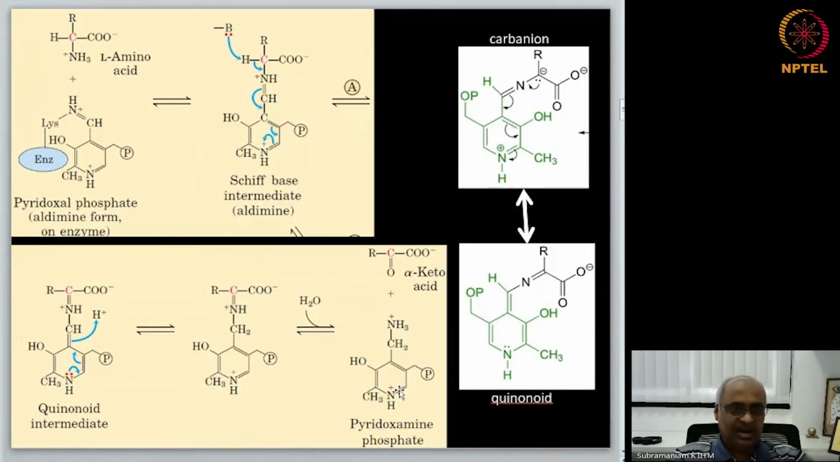So this is half of the reaction. All that we have done is we have taken this amino group onto the pyridoxal phosphate, now in the form of pyridoxamine phosphate, and the keto acid is released.